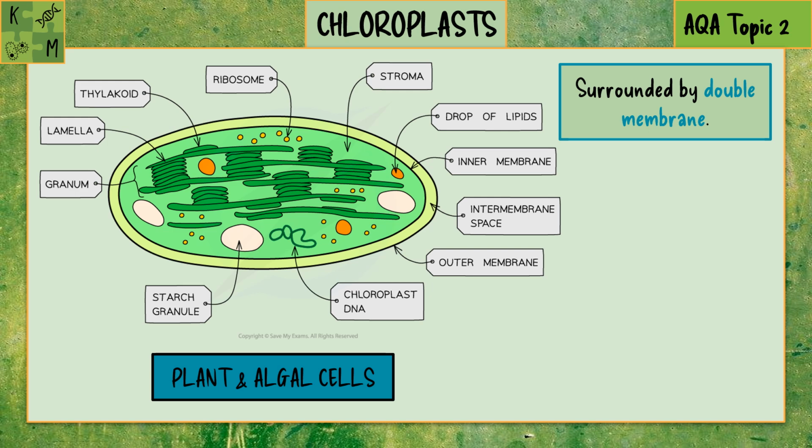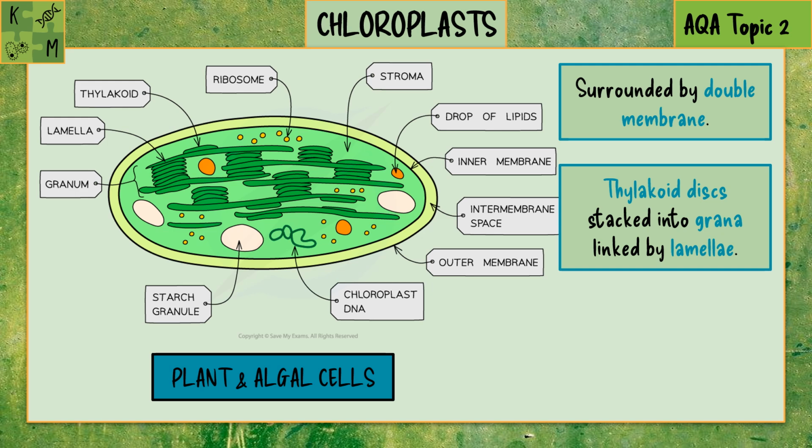Inside the inner membrane, we have a space called the stroma, and within that we find these thylakoid discs that are stacked into grana. One is a granum, multiple is grana, and these are linked by flat structures called lamellae. So once again, some of the reactions of photosynthesis will happen across that thylakoid membrane, and you will look at this again in topic 5.